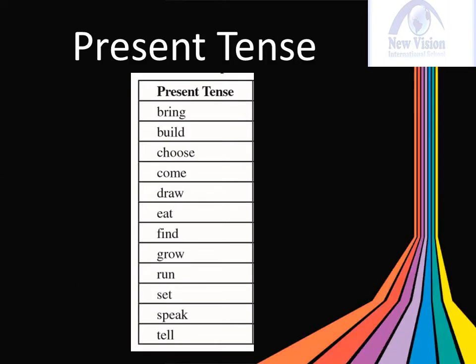Let's discuss the first principal part of irregular verbs. We have present tense. The present tense indicates a situation or event in the present time. The present tense is used for actions which are happening now. Let's take a look at the column. Present tense. Examples are bring, build, choose, come, draw, eat, find, grow, run, set, speak, and tell.